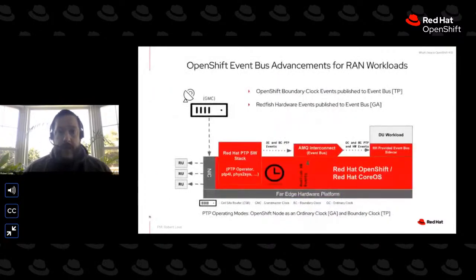In 4.9, we added a node local low latency event bus vetted by O-RAN. In 4.9, OpenShift supported PTP ordinary clock with ordinary clock events published to this event bus, and PTP boundary clock, but without events. In 4.10, we're now publishing PTP boundary clock events to this event bus, and we've also added Redfish hardware events to the same O-RAN approved low latency node local event bus.